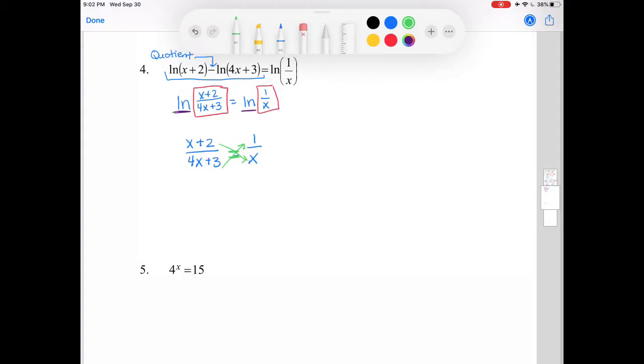So we can actually cross multiply, which is very nice. So I'm going to multiply the numerator, x plus 2 times x first, moving to the right here. So that's going to give me an x squared plus 2x. Make sure you multiply to both terms. And then I'm going to multiply the denominator, 4x plus 3, times that 1, which is still going to give me 4x plus 3.